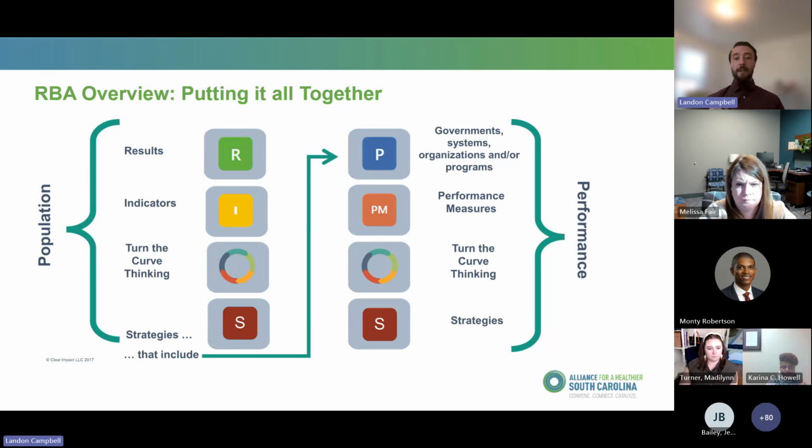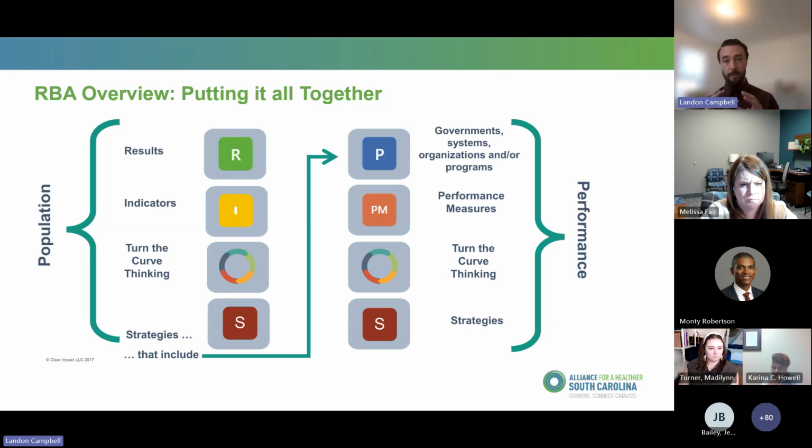These high-level strategies include actions that systems, organizations, and programs within our partnership list will have a hand in, but our programs will not have the sole responsibility for implementing them all. So at this point, these individual entities can go through the same turn the curve process a second time and take these high-level strategies and break them down further into workable components with associated performance measures.